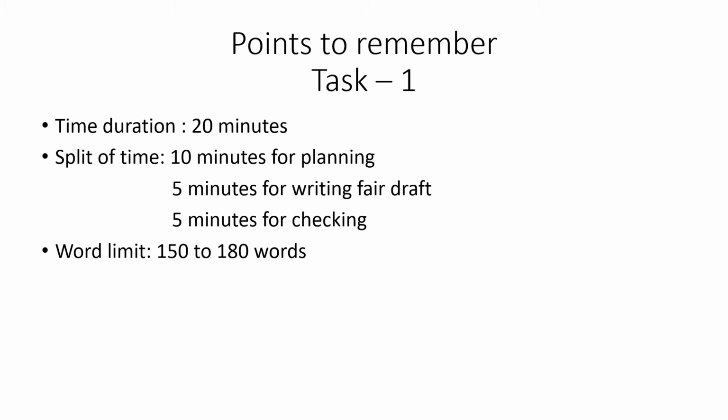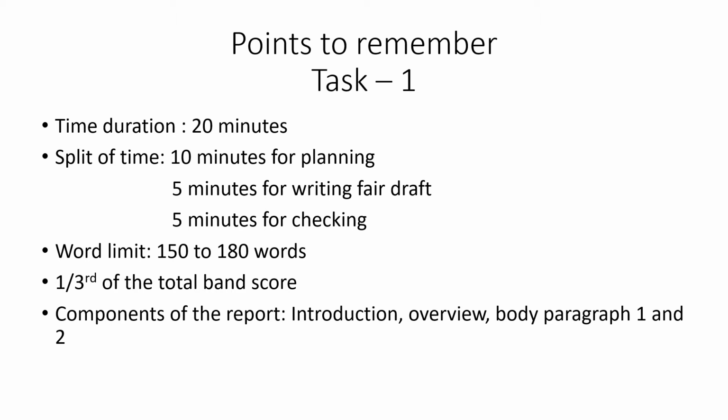The word limit for task 1 of an IELTS academic test is 150 to 180 words. As I always say, it is necessary to stick to the highest word limit, that is 180 words. The task 1 of your IELTS academic writing contributes to one third of the total band score in your IELTS writing test. Finally, talking about the components of the report writing, they are introduction, overview, and body paragraphs.